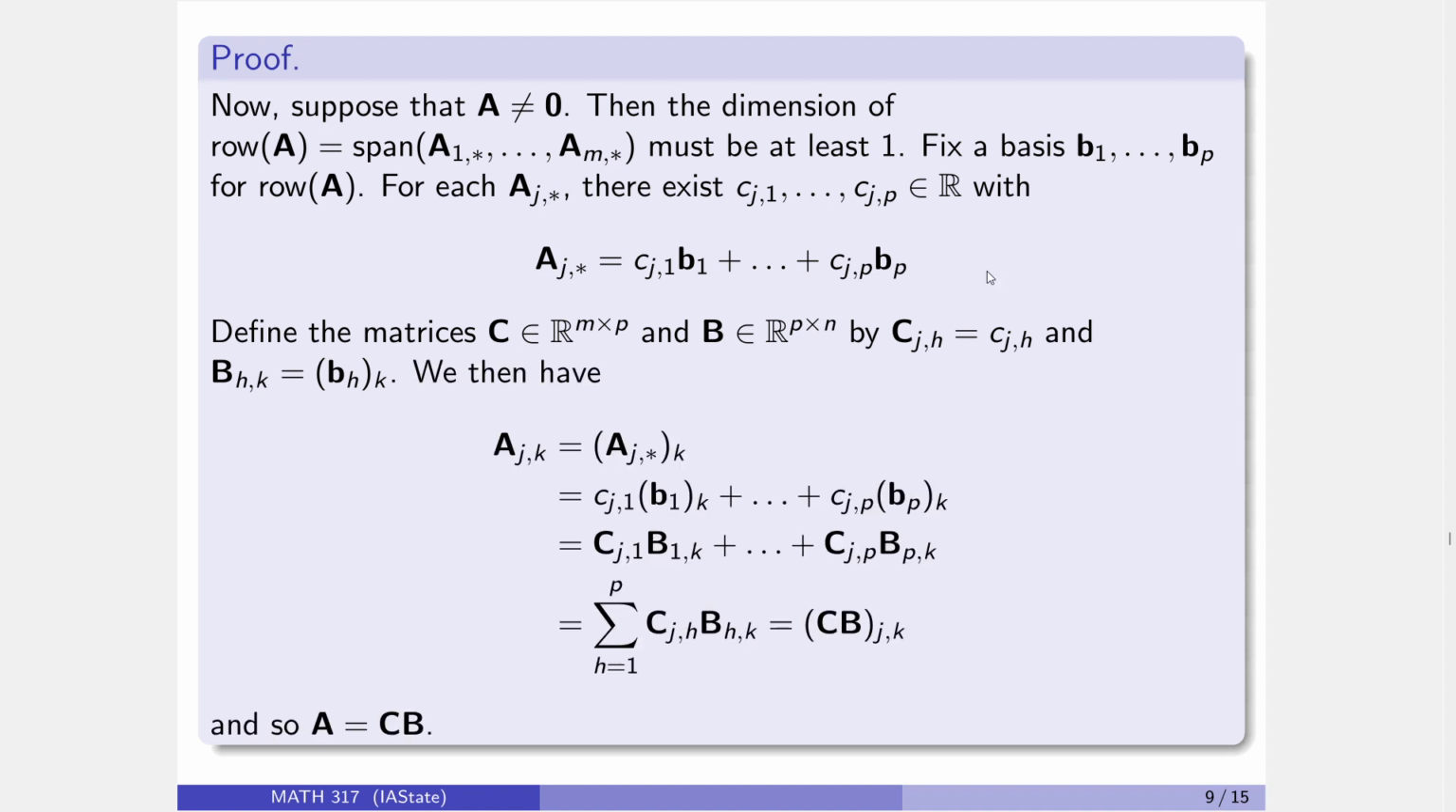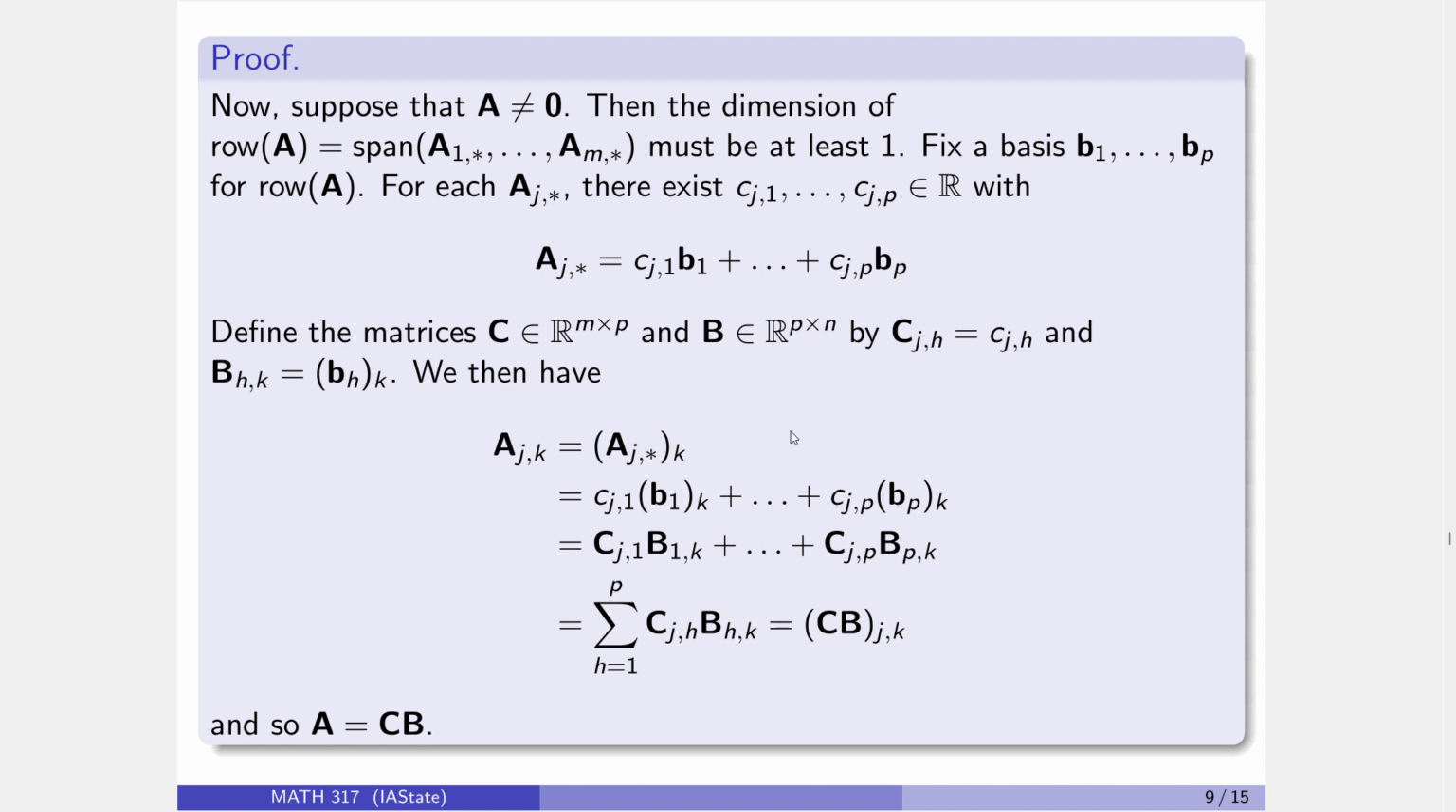Alright, and now if we look at the JK entry of A, well, that's the Kth entry of AJ. AJ is this linear combo. The Kth entry of these is going to be the Kth entry of all of these vectors, but these are chosen so that this is going to be the B1 entry of B. This is the BP entry of B. These coefficients are rigged to be the entries in C, and wouldn't you know it, I have a product of these elements added up, and if you look at it carefully, it looks an awful lot like a dot product, so specifically it's the JK entry of C times B. So A is equal to the matrix C times B.